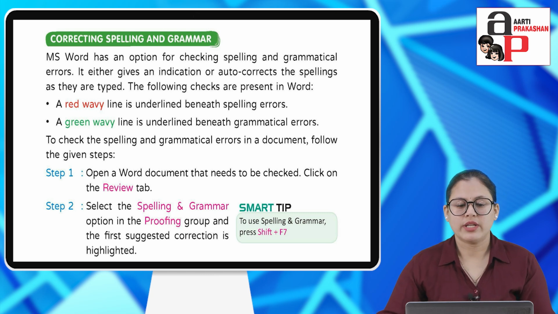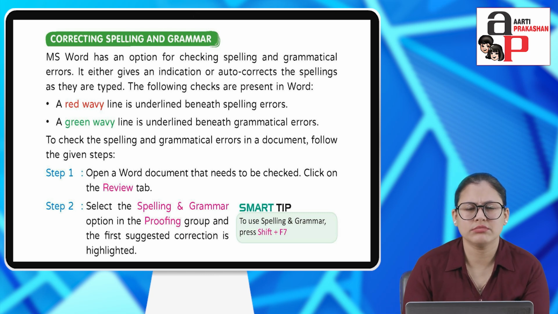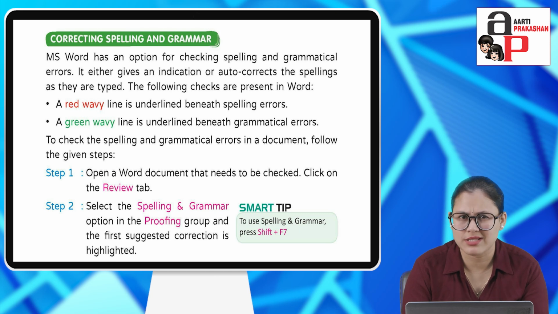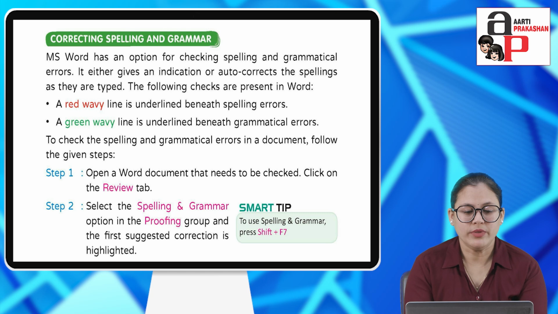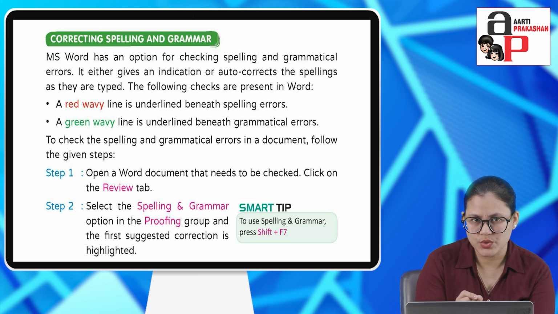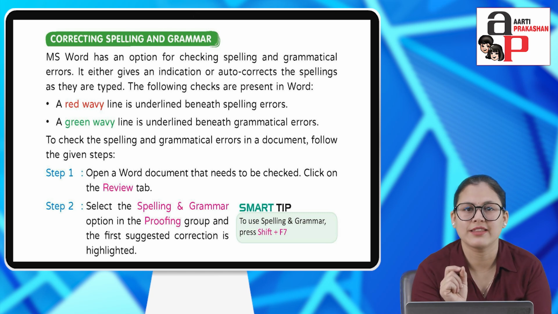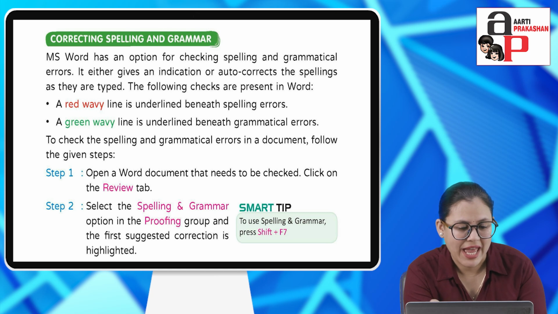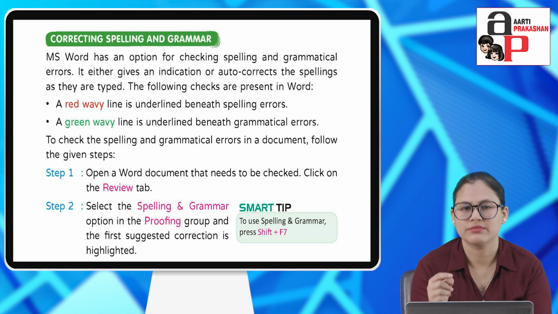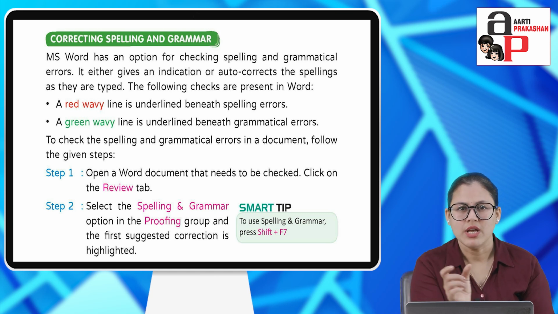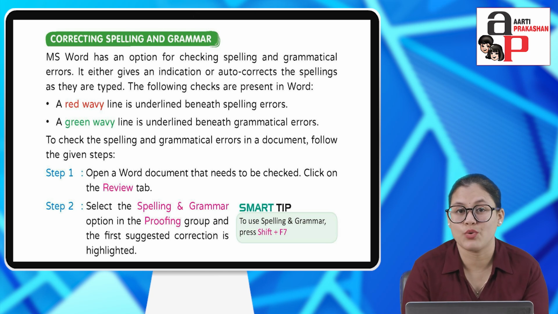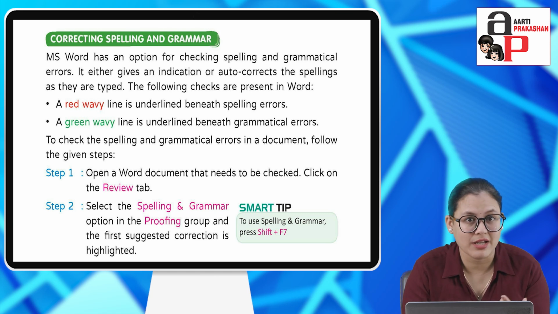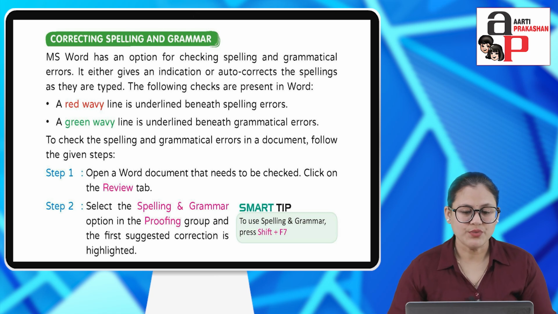See, whenever we type a document, unknowingly we make some mistakes. There are some grammatical mistakes or spelling mistakes. Whenever you see a red wavy line in your document, that means there is some spelling error. And if you find a green wavy line under your sentence or some words, then this is a grammatical error. So there is an option by which we can rectify our misspellings and grammar. So what will you do?